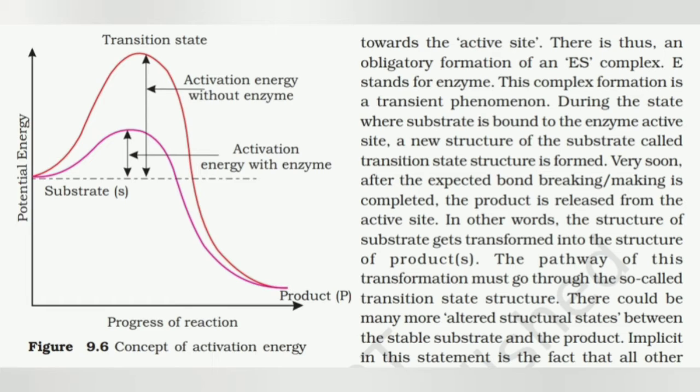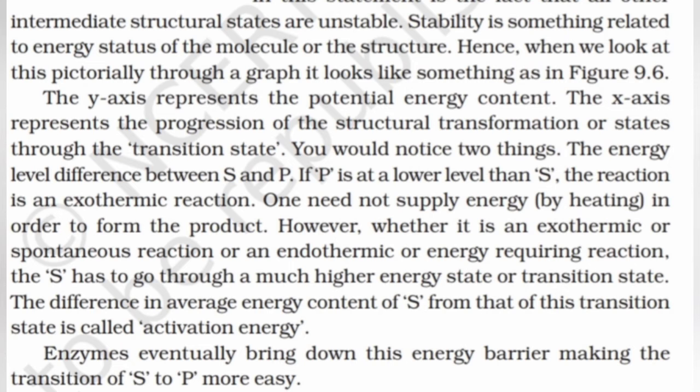When it is low, the conversion of substrate to product is very slow. When it is high, the transition state is also high. So without activation energy, it is very low, but with activation energy, it becomes very high. There could be many more altered structural states between the stable substrate and product. Implicit in this statement is the fact that all other intermediate structural states are unstable. Stability is something related to the energy status of the molecule or the structure.